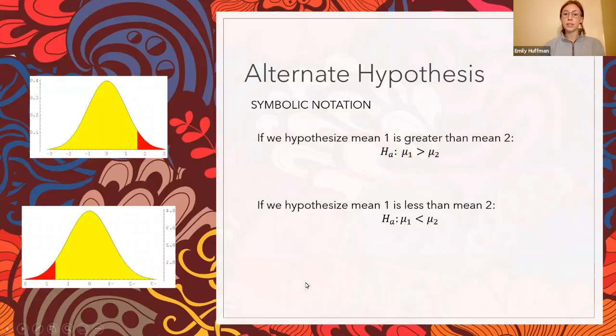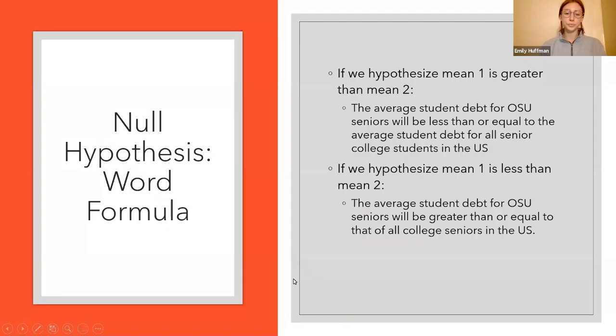Now for the alternate hypothesis, in symbolic notation, if we hypothesize that mean 1 is greater than mean 2, it will be exactly that in a symbolic way. So mu 1 is greater than mu 2. And if we hypothesize that mean 1 is less than mean 2, then it is going to go directly into that symbolic notation as mu 1 is less than mu 2. For this example, we hypothesize that mean 1 is greater than mean 2, so this will be our symbolic notation. And yet again, this is what our graph, or our normal distribution, is going to look like.